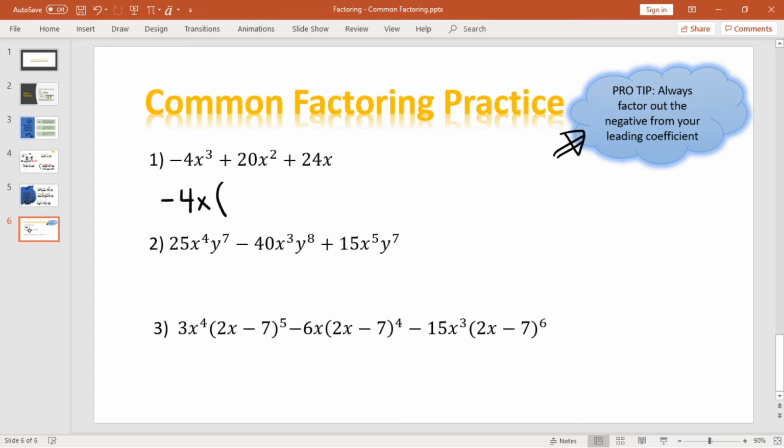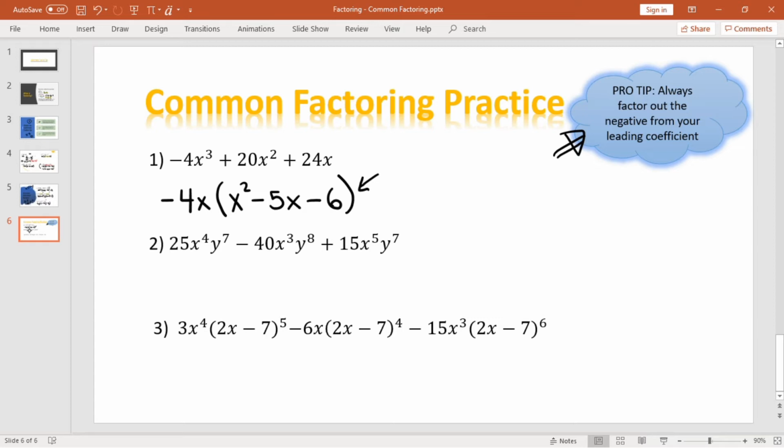When I divide -4 by -4, I'm left with just 1, so I don't see anything. And x cubed by x squared. Positive 20 by -4, minus 5, x squared by x. Positive 24 by -4, negative 6, x by x, 1. And it turns out you will be able to factor that one further.